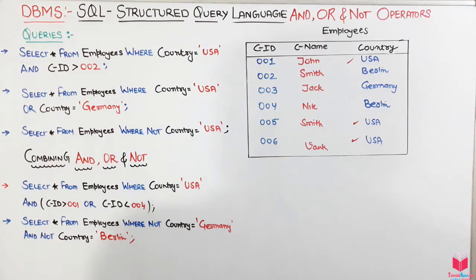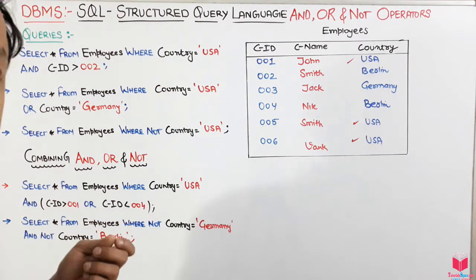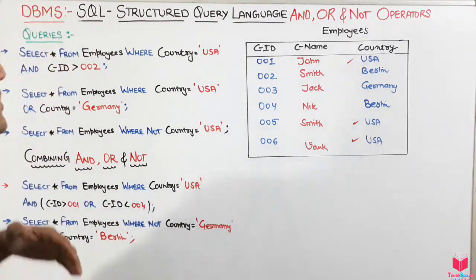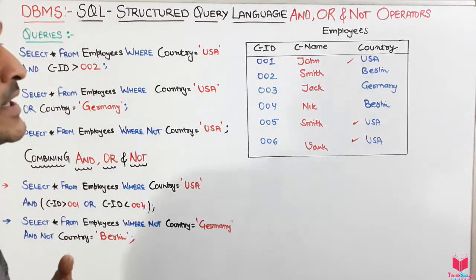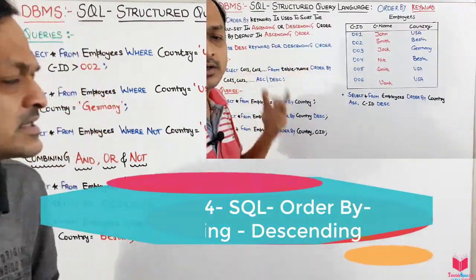Okay guys, so this is basically the concept of how we can use the AND, OR and NOT operators and their combinations also. This is all about how we can use AND, OR, NOT and their combination. Let's move to another session where we will discuss something else.